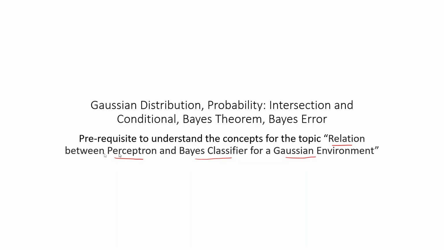To understand this, before proceeding further with this topic, we have to put some foundations in place to understand what is meant by Gaussian distribution and probability with respect to intersection and conditional probability, Bayes theorem and the Bayes error. If you are already familiar, you can skip this, and after discussing this I'll start with this topic. But if you want to get familiarized, then you can continue.